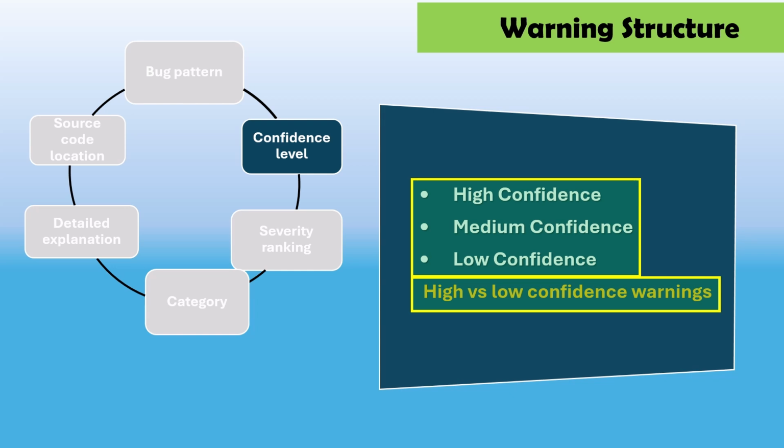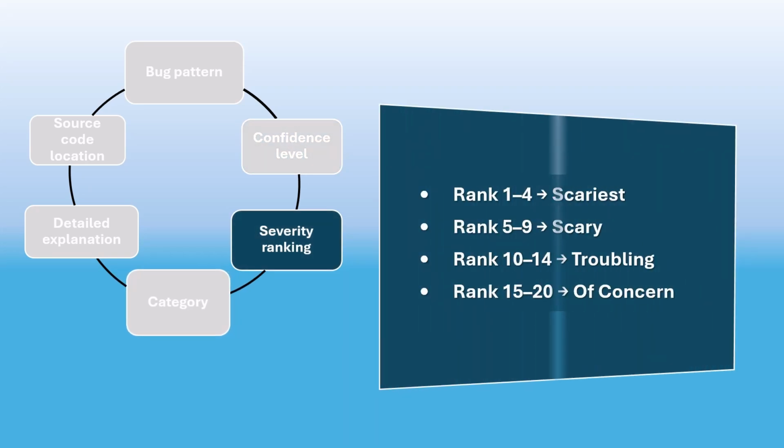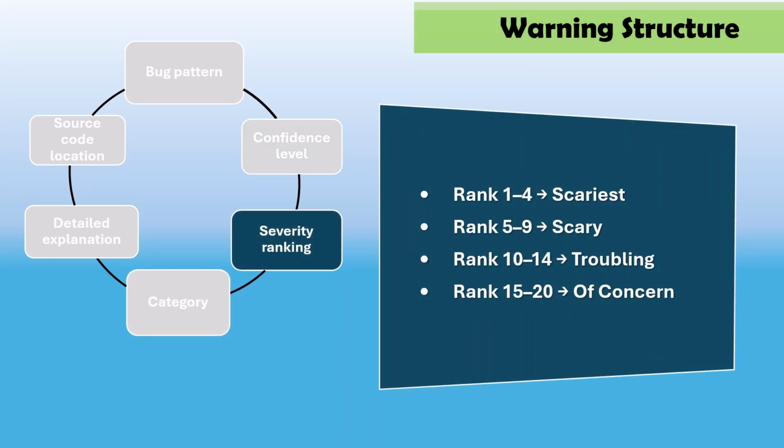Scariness ranking in SpotBugs. SpotBugs also assigns a severity ranking called the scariness rank. This estimates how dangerous the issue may be. Ranges are: rank 1 to 4, that is scariest; rank 5 to 9, scary; rank 10 to 14, troubling; and rank 15 to 20, of concern. Lower numbers indicate more severe problems. For example, a potential security vulnerability may receive rank 2, and a minor code style issue may receive rank 18. This ranking system helps prioritize debugging and maintenance activities.